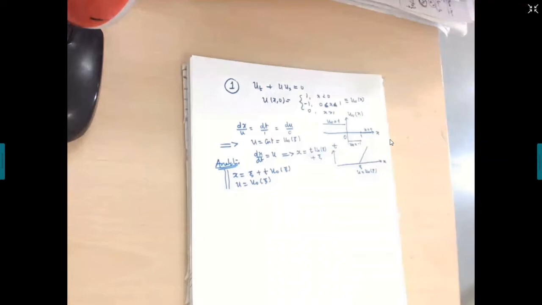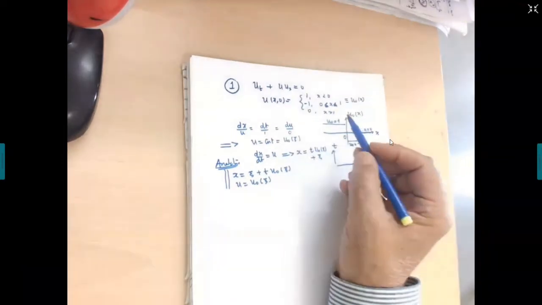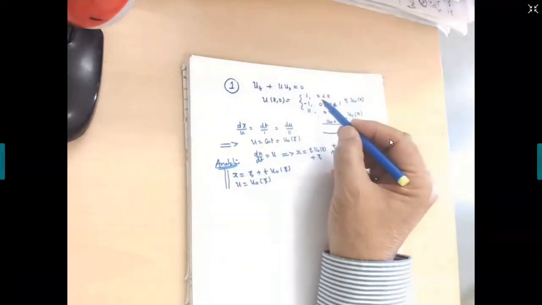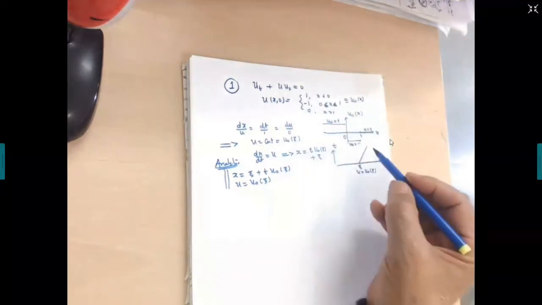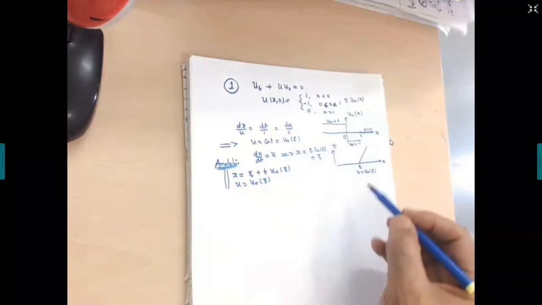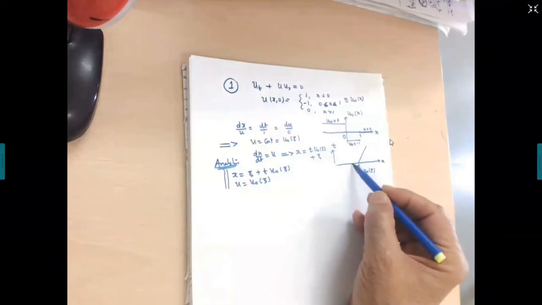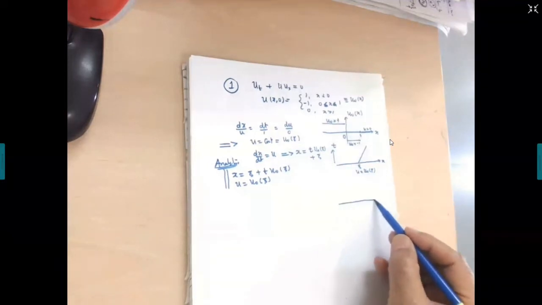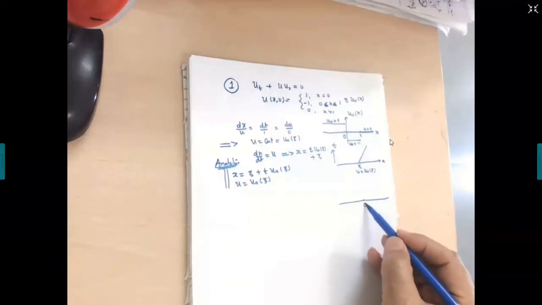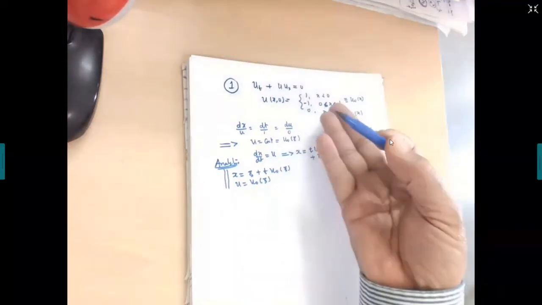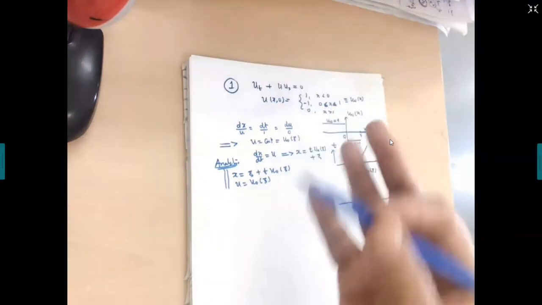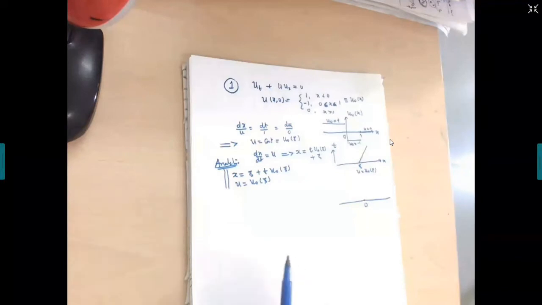So look here, I have to see what happens when x is less than 0. Suppose this is the origin, okay? This is the origin because you see, I have not used the initial profile. I have to use the initial profile and get the solution exactly.